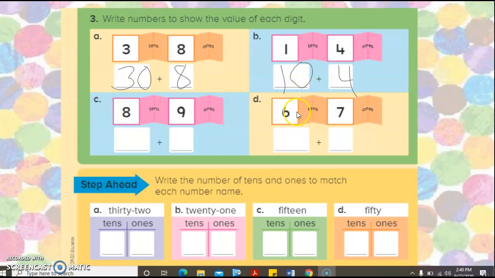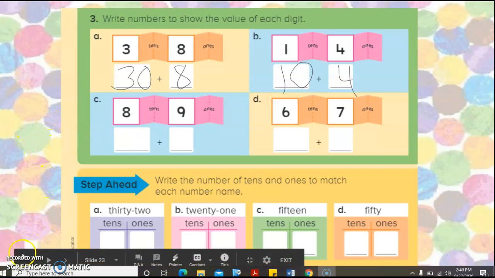I want you to go ahead and do letter C and letter D on your own on a piece of paper. So you don't have to copy this. The only thing you have to do is write out the expanded notation. So that's what this is called that I wrote right here, expanded notation. So go ahead and write the expanded notation for letter C and letter D on a piece of paper. Pause the video, and when you are done, you can continue the video to check your answers.